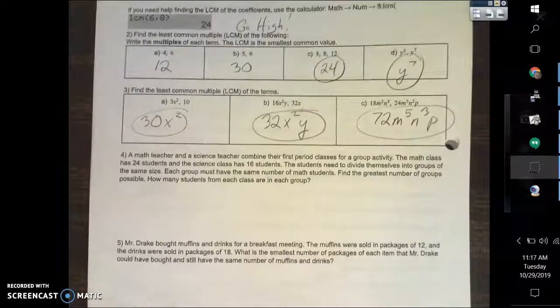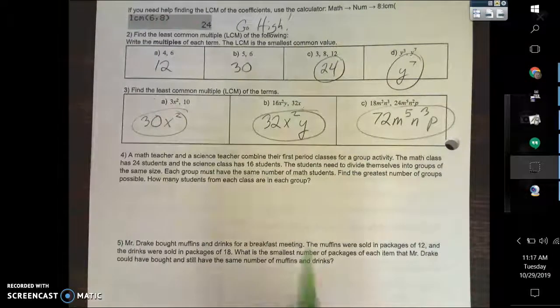All right, last two word problems. Yes, I know word problems are scary, but let's look for keywords. A math teacher and a science teacher combine their first period classes for a group activity. The math class has 24 students and the science class has 16 students. The students need to divide themselves into groups of the same size. Each group must have the same number of math students. Find the greatest number of groups possible. How many students from each class are in each group?